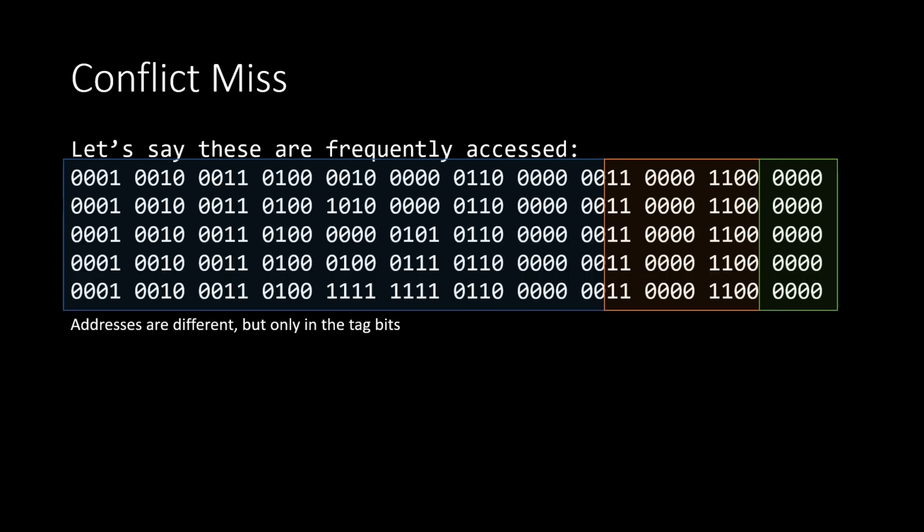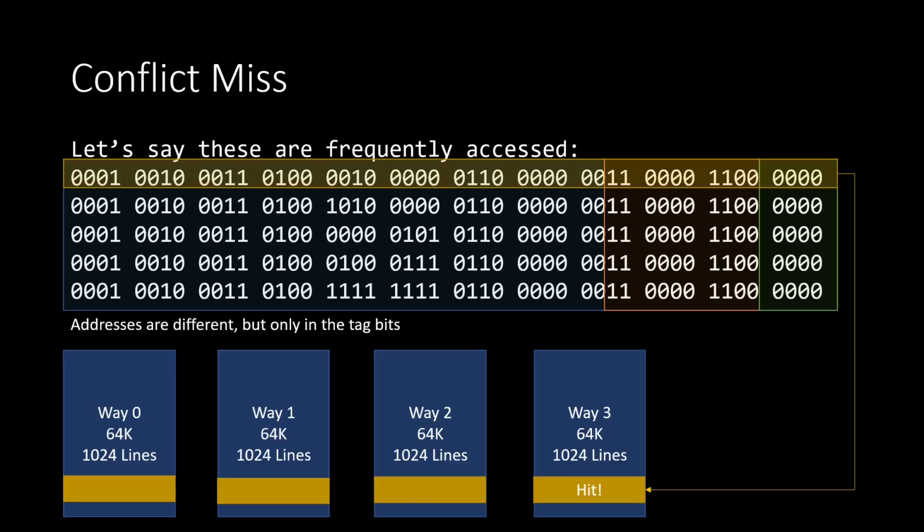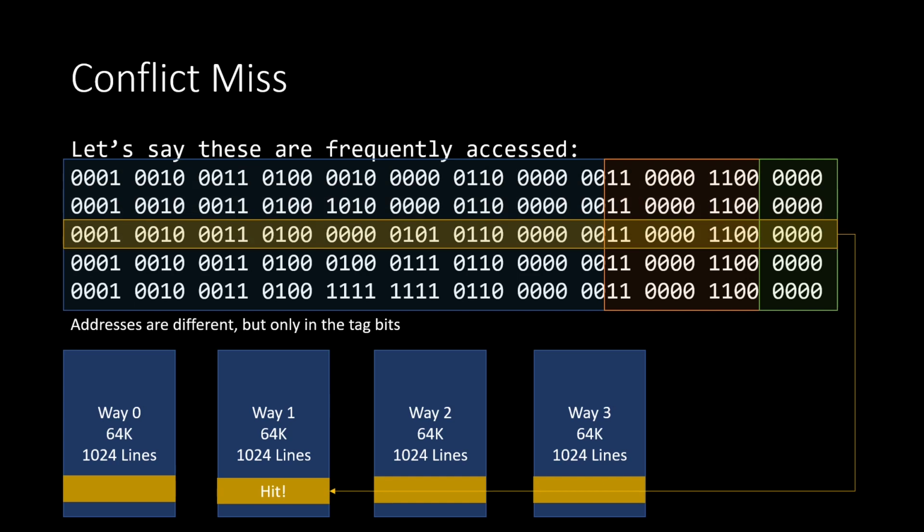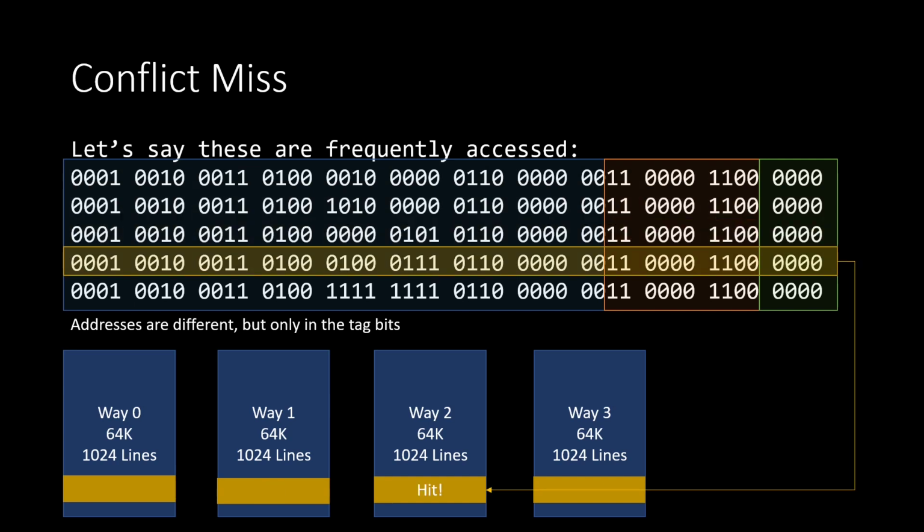So one problem with this is, let's say we have these 5 lines that are frequently accessed, and as you can see, there are different addresses, but they differ in the tag bits. They do not differ in the index bits. So let's just say for simplicity that the first 4 lines are already loaded into cache, and you'd have to load them in different cache ways. So the first one is in way 3, the next one's in way 0, the next one's in way 1, and the third one is in way 2. So if we only access those 4 frequently, we are fine.